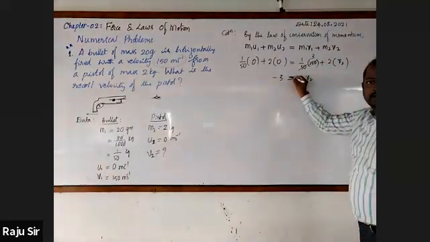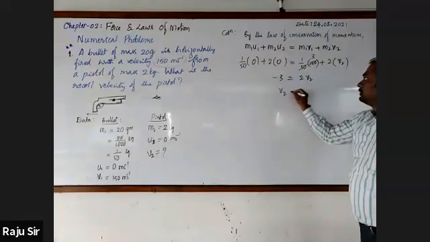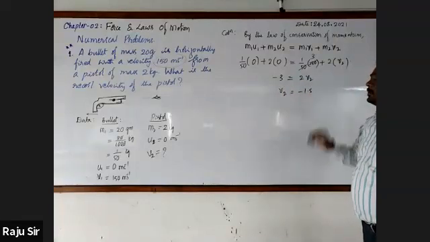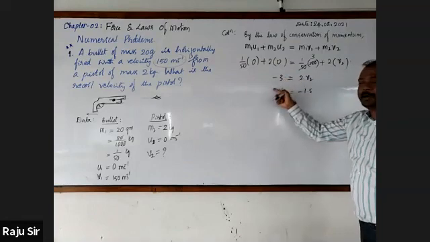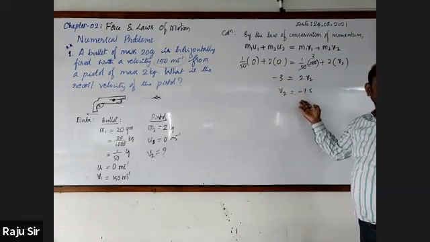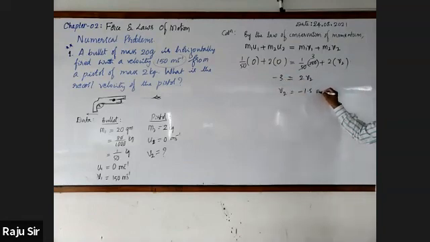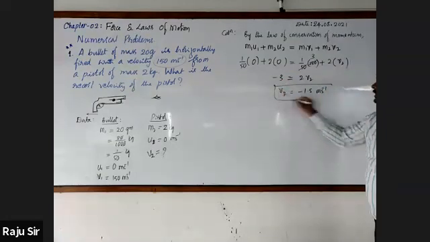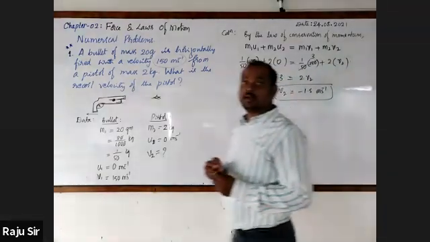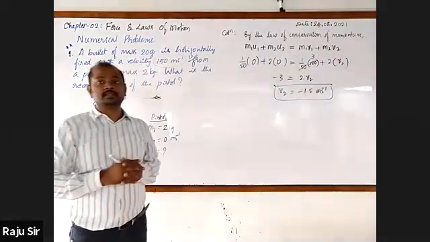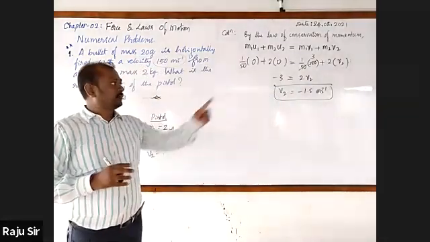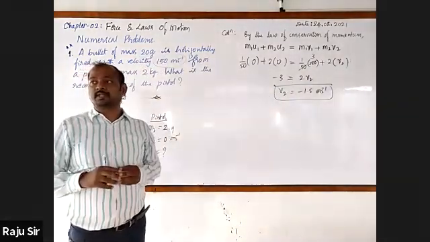Did you understand? Then what is V2? Minus 3 by 2. Minus 3 by 2 is nothing but minus 1.5 meter per second. So the recoiling velocity of the pistol is minus 1.5. Very good, 1.5 meter per second.